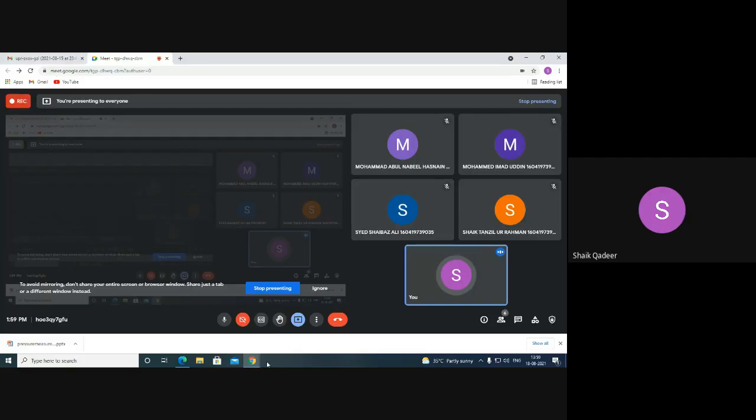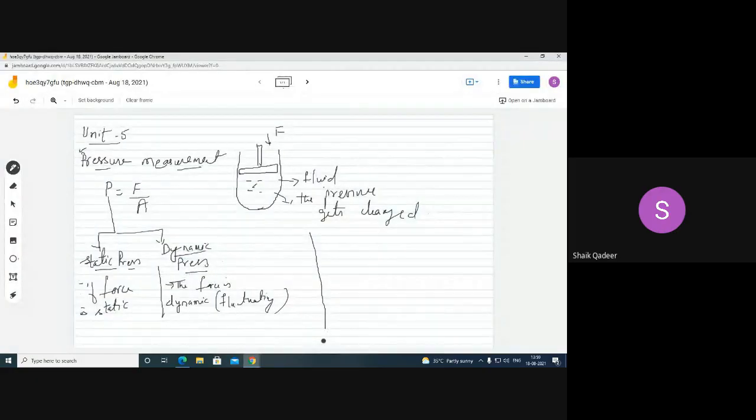Going to start Unit 5. The title of Unit 5 is Pressure Measurement. The quantity of pressure is given by this simple relation, force per unit area.